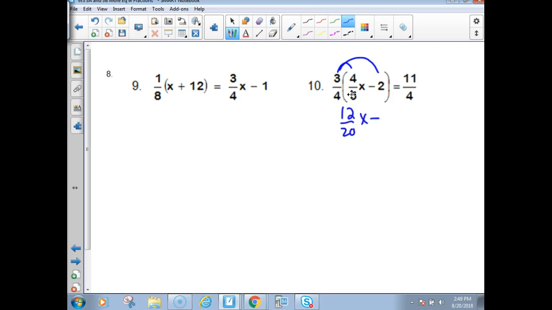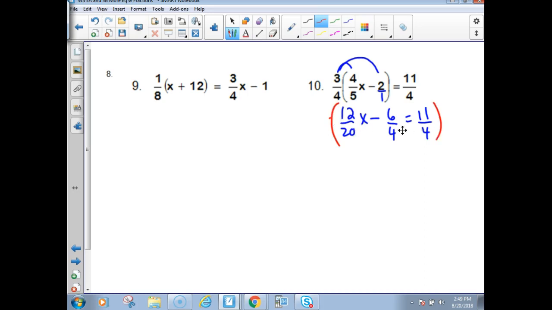Now, when you have a whole number and you multiply it by a fraction, you want to think of that whole number as a fraction 6/1. And you multiply numerator times numerator, 6 over denominator times denominator, which would be 4. And then you have equals 11/4. Now, this problem, you could add 6/4 to both sides. I'm going to clear the fractions because I'm wanting you to get used to that method so you don't have to deal with them anymore.